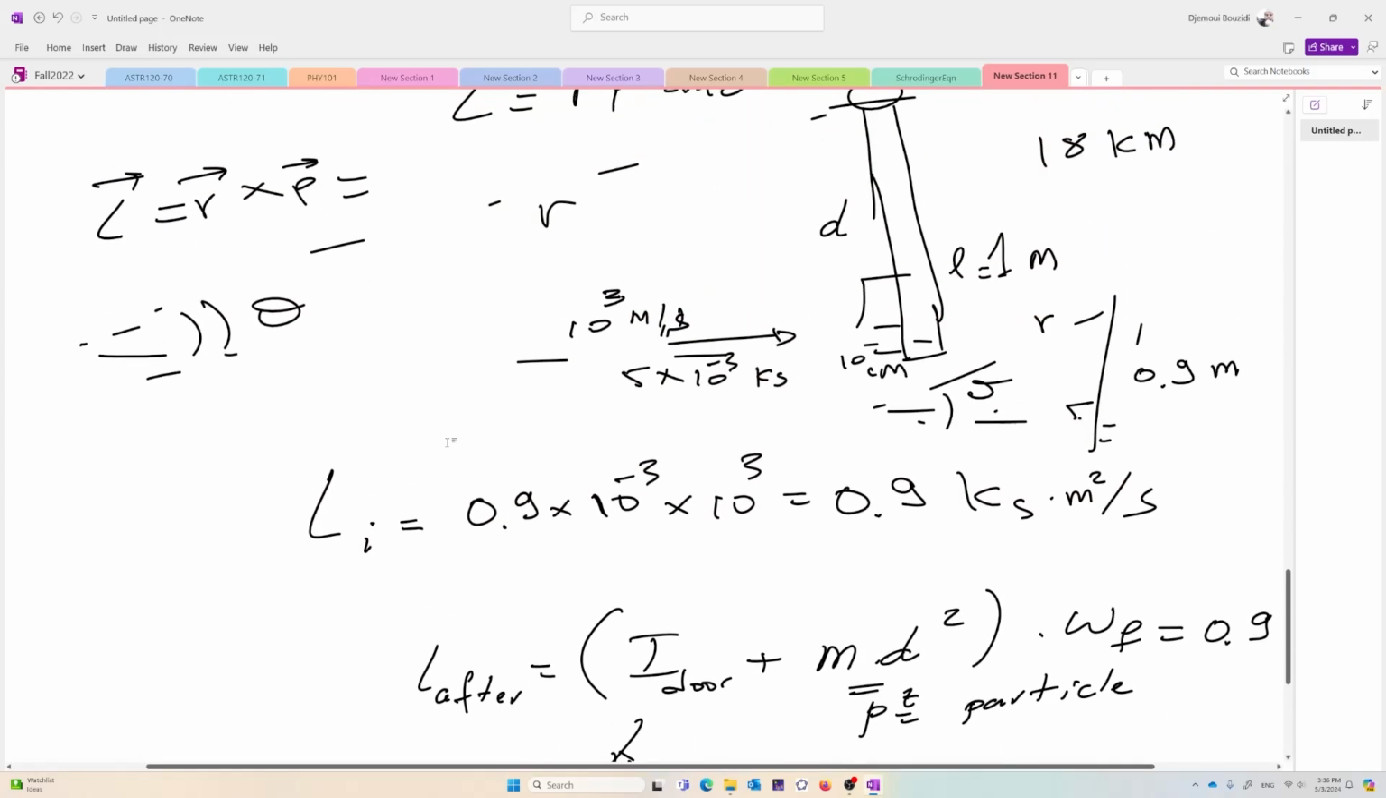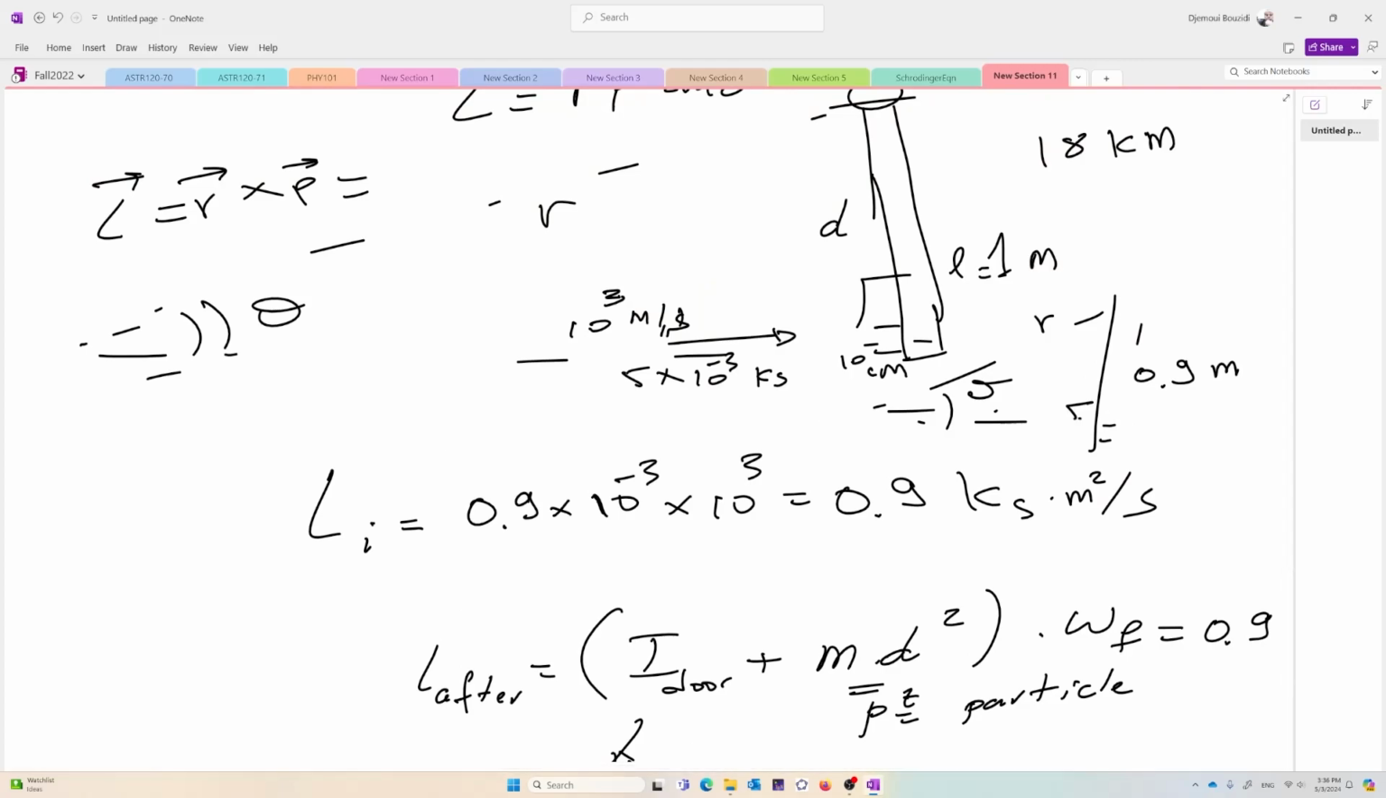Did I forget a 5 in there? I think I did. The mass is 5 times 10 to the negative 3. So 5 times 0.9, the answer is not 0.9, it's 4.5 kilogram meter squared per second.